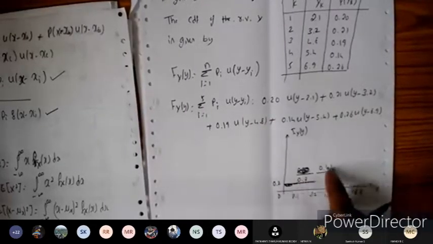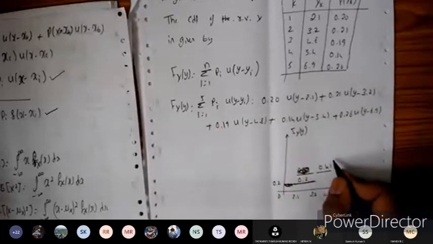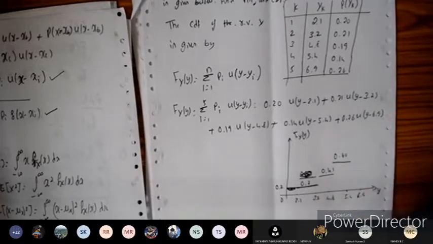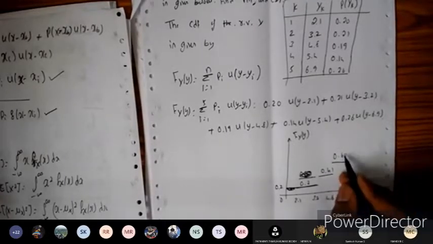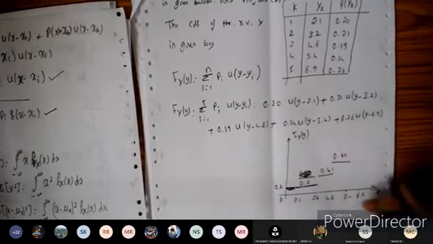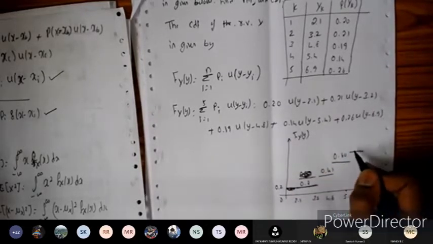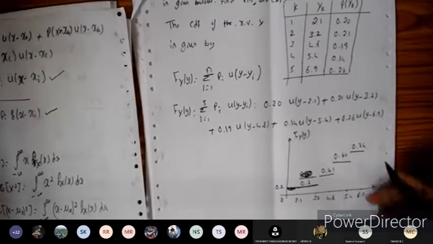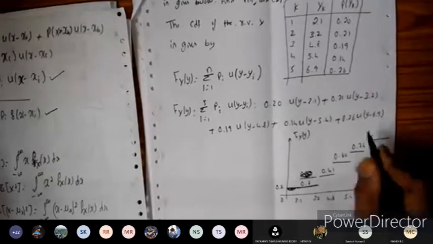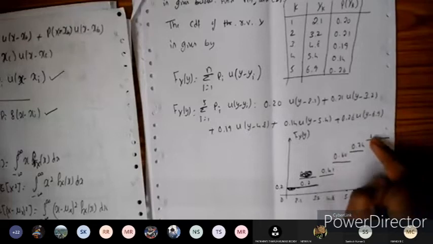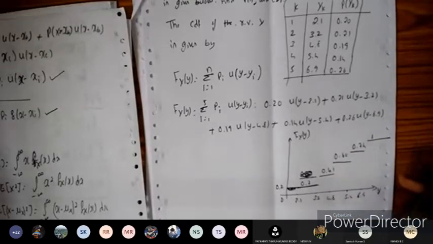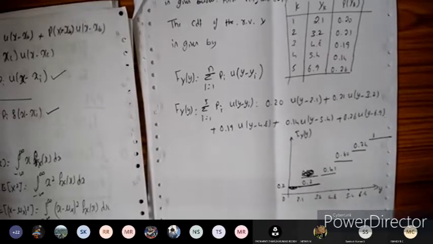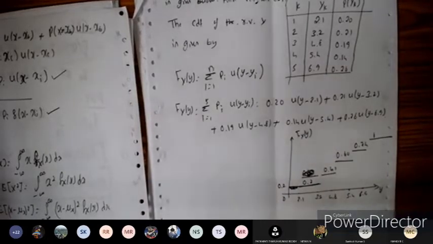The sum here is 0.41 plus 0.19, which is 0.60, from 4.8 up to 5.4. For 0.60, 0.14 will be added starting from 5.4, so it becomes 0.74. From 6.9 onwards, 0.74 plus 0.26 gives 1. So this is the CDF. Any doubts on this?